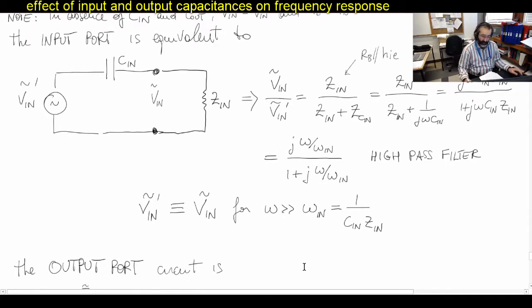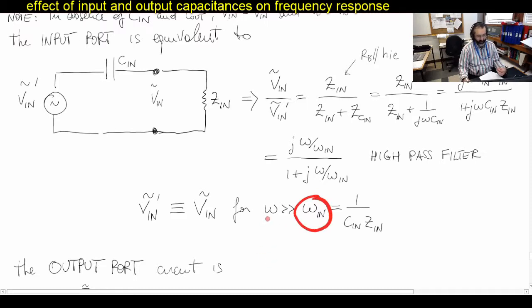So this means that what we've called V in prime would be identical to what we used to call today V in, only if omega is much bigger than omega in, which is C in times Z input. So you can see how the input impedance of a circuit actually is important, because here it defines this omega in.